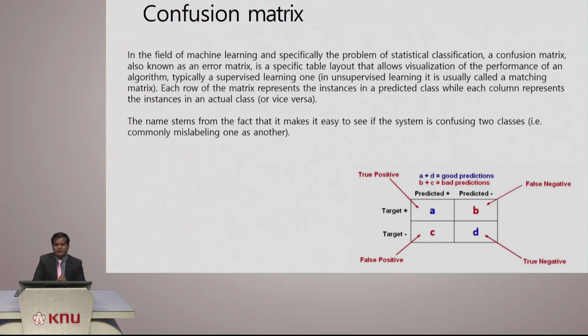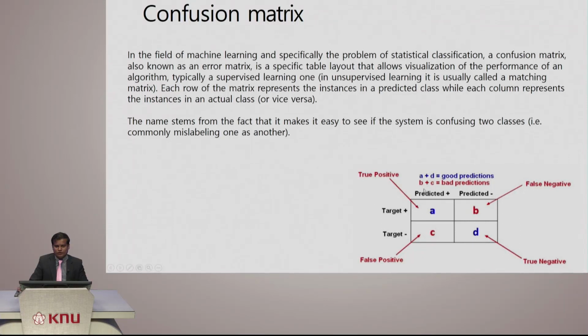Basically, it is a matrix, or in other words, an error matrix, which is a simple table. This table visualization allows us to understand how the algorithm is performing. Just like you can see here, you have true positive, true negative, false positive, false negative.